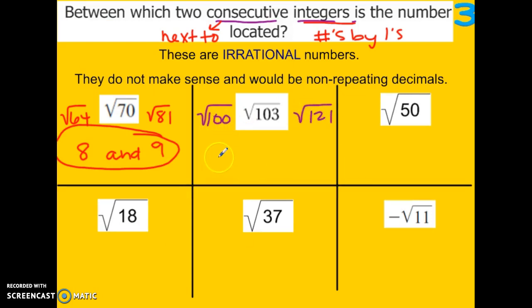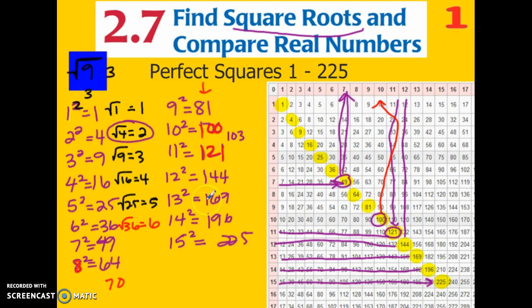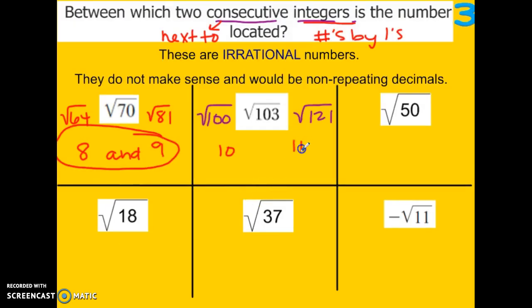The square root of 100 is 10, because 10 times 10 is 100. And the square root of 121 would be 11. So your answer is between 10 and 11.